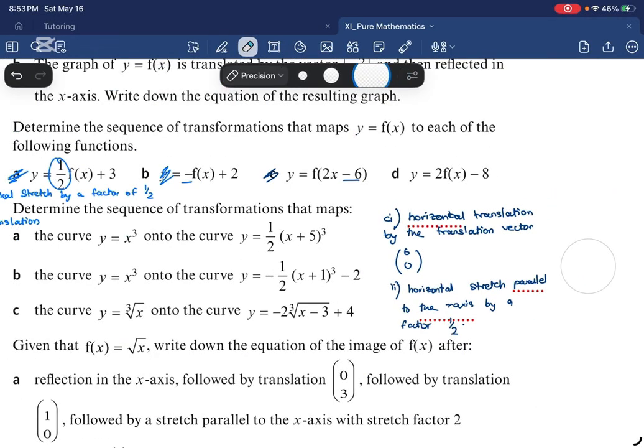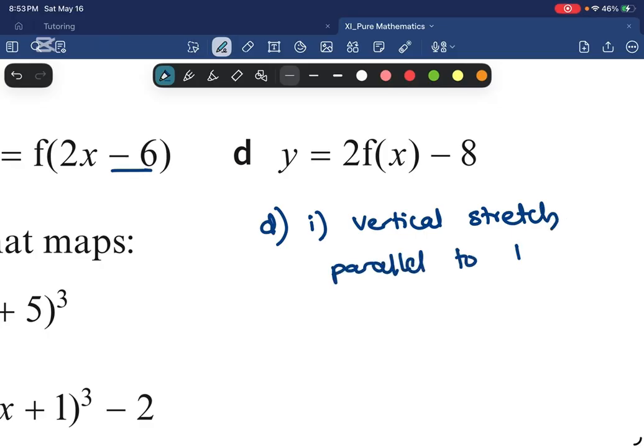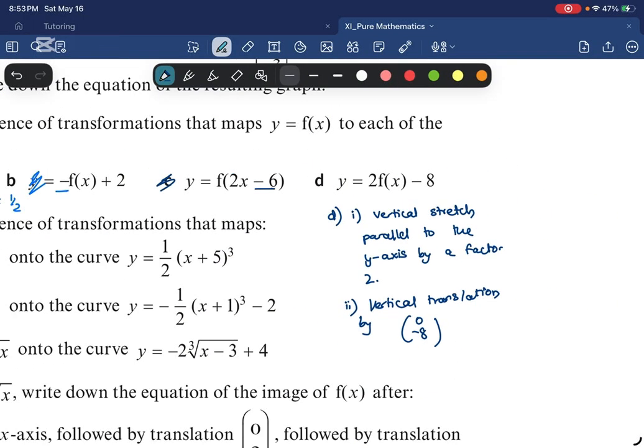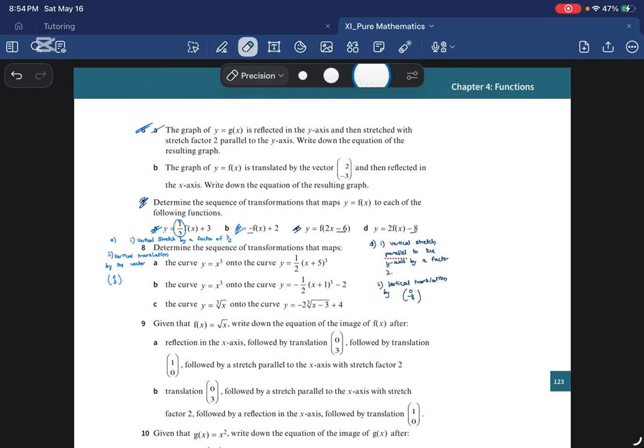And finally, D. You want to do the vertical stretch first, right? So we have a vertical stretch parallel to the y-axis by a factor 2, and then followed by a vertical translation. I'm too lazy to write the whole sentence. By the vector 0, comma minus 8, because you have minus 8. And that is how you do 7. And we're done.